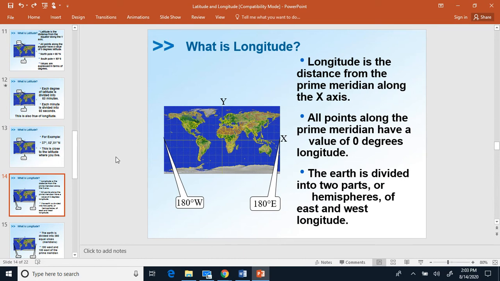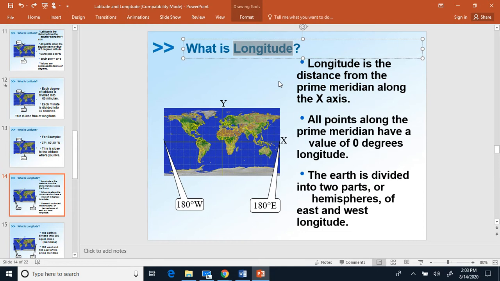Next thing, longitude. Make a new bullet and write down longitude. Now, longitude tells us how far we are east or west of the prime meridian, the line that goes through Greenwich, England. So that's what longitude tells us. How far east are we of the line? How far west are we of the line? And it divides our world into an eastern hemisphere and a western hemisphere.